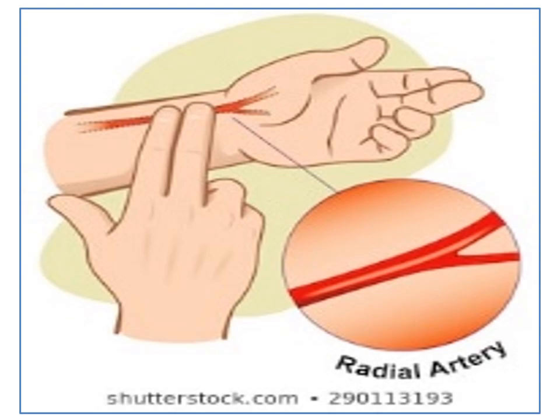And that concludes our module on the arterial supply to the upper limb.